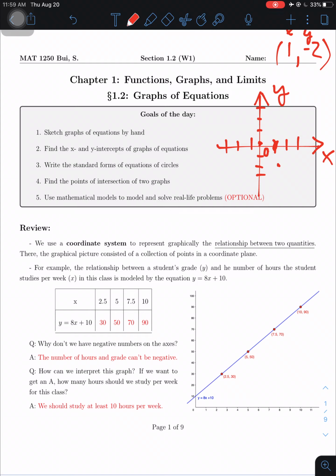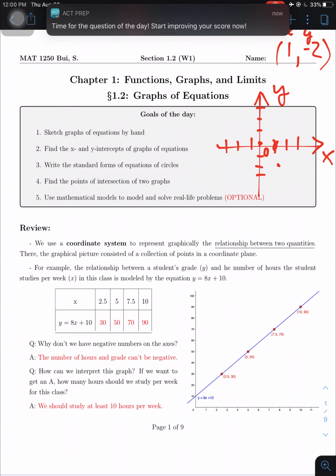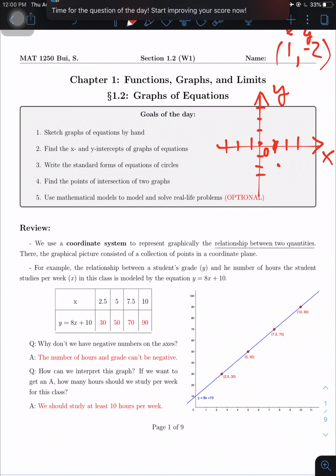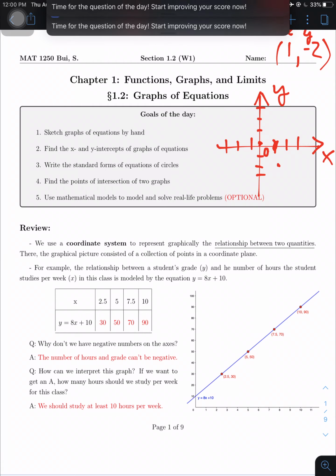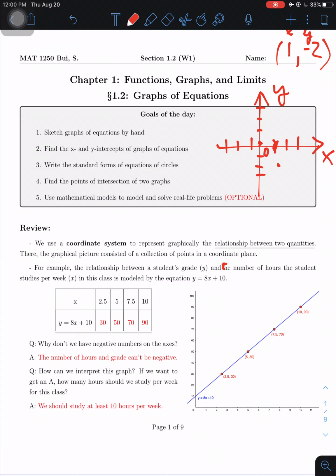And as you can see in here, the coordinate system represents a relationship between two quantities. In the graph, the two quantities are x and y. For example, if we talk about the relationship between a student's grade and the number of hours a student studies per week in this class, for example, that relationship is modeled by this equation right here. Let me circle it so that everyone can see it.